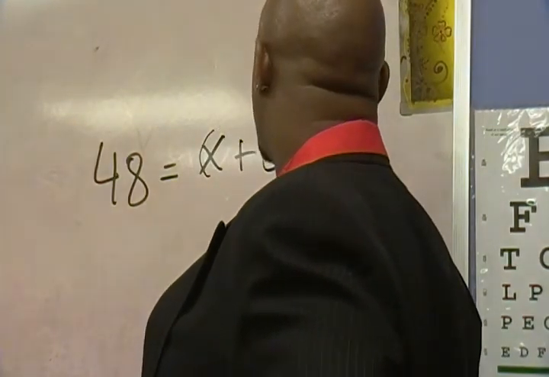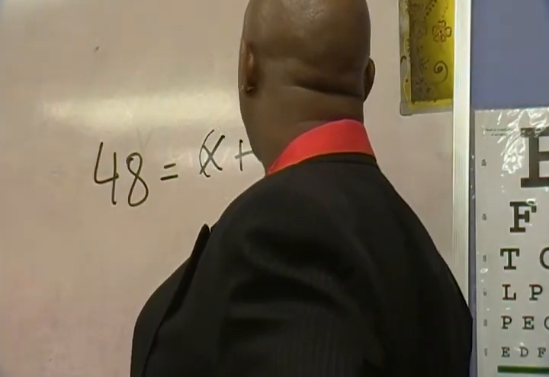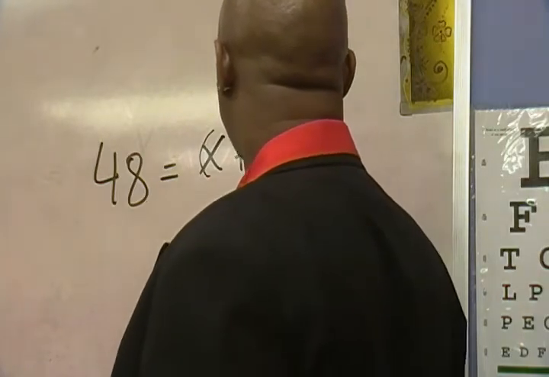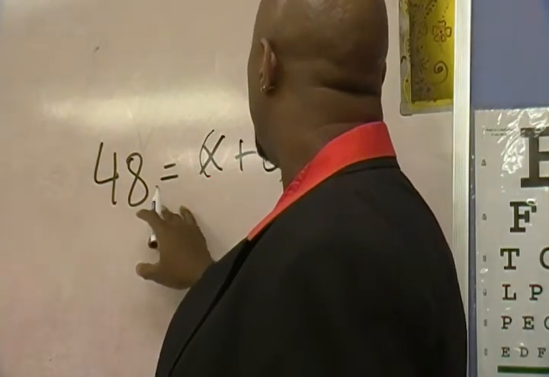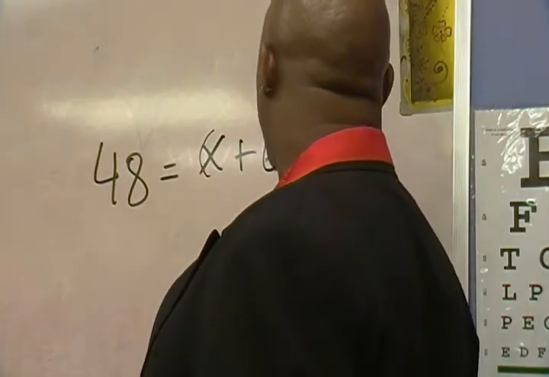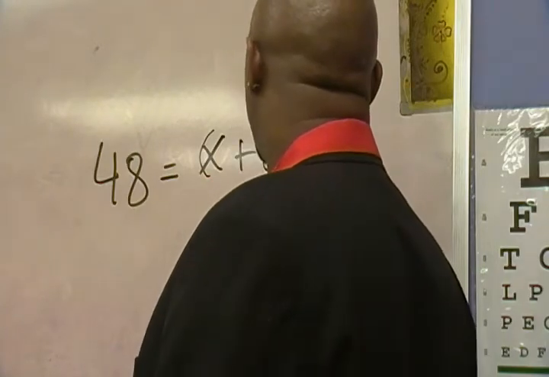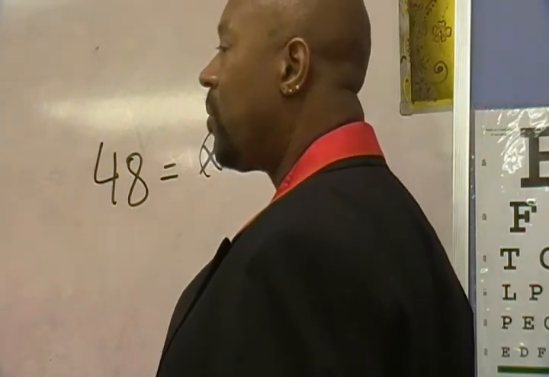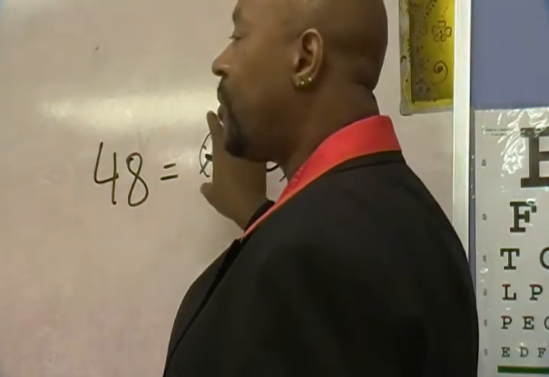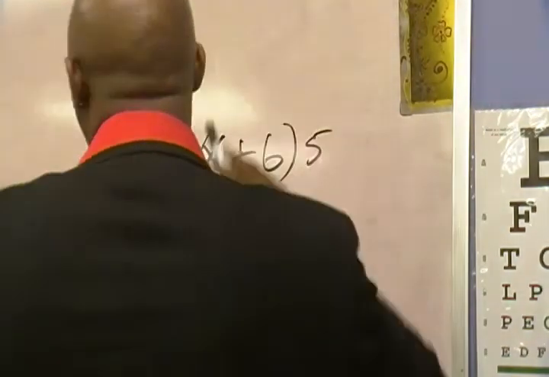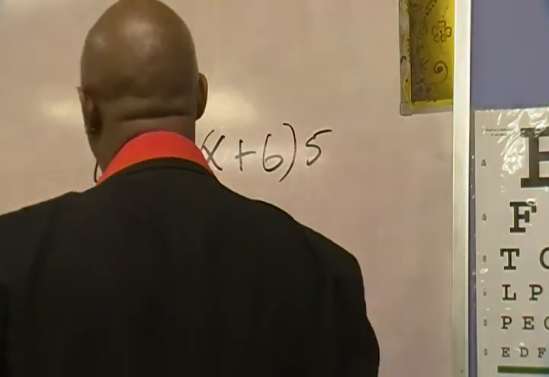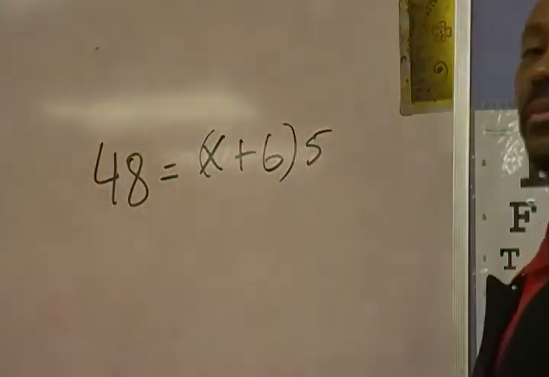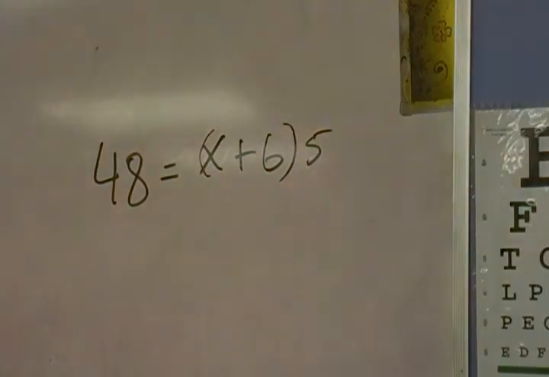Okay. So 48 equals the number plus 6, right, and the sum all multiplied by 5. The sum of the parentheses. The sum is the parentheses. Right. The sum is saying, because this X plus 6 is going to give you that sum, and then that sum is all multiplied by 5. Okay? So, how are you guys going to work this one out?